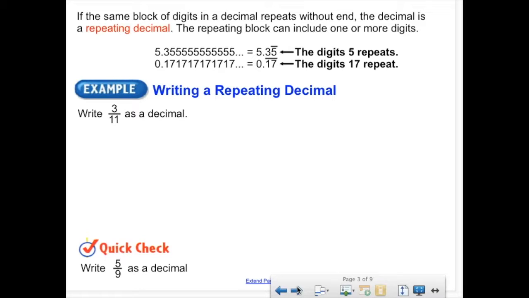Can I get somebody to read with the class this next definition right here? Yes, Leah. If the same block of digits in a decimal repeats without end, the decimal is a repeating decimal. The repeating block can include one or more digits. Be careful. Know the difference between a pattern and a repeating pattern, okay? That's where you'll see on the assessments, they'll try to trick you, and we'll see in a little bit what I'm talking about.